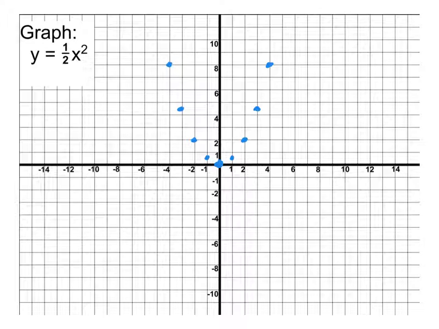What about if we go over 5? When we go over 5, how far up should we normally go? 5 squared is 25, so it would be 25. What's half of 25? 12.5. That's off my graphing grid. So that means I've plotted all the points that'll fit, so I can go ahead and draw the curve that goes through those points.